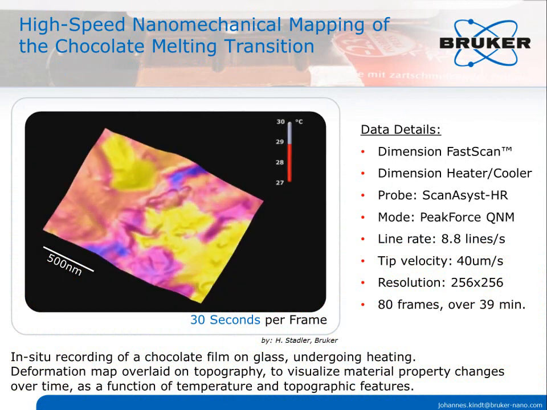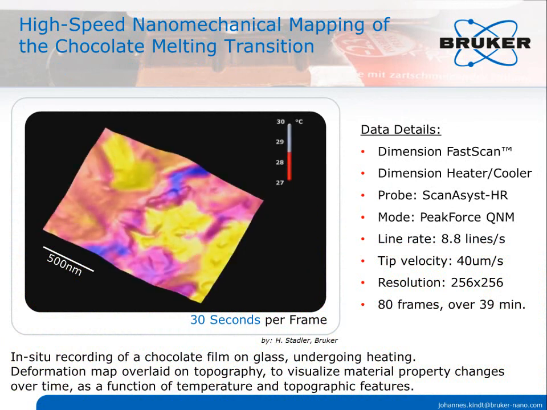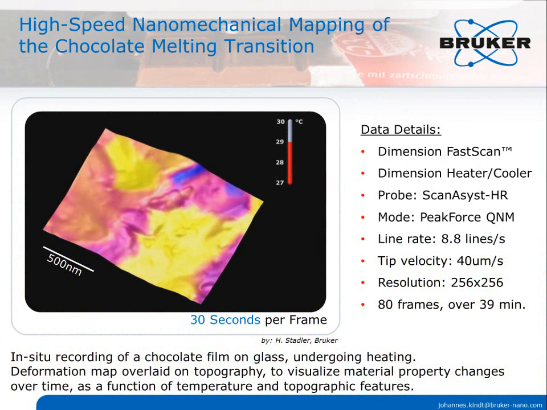Now we are coming to the piece of data that gave this project the title: High-Speed Nanomechanical Mapping of the Chocolate Melting Transition. This movie by Hartmut Stadler of a roughly micron-sized area was taken on a chocolate film spread out on a cover glass for measurement on the Dimension heater cooler.